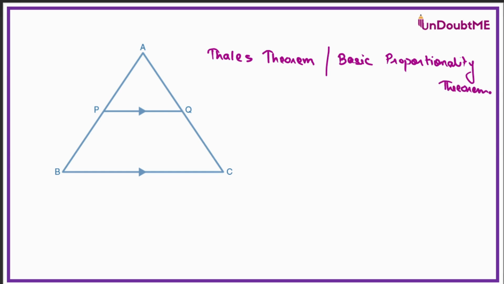In this theorem, we have to mainly prove that if there is any line drawn parallel to one side of a triangle, like in this case, you can see that PQ is parallel to BC, then it will intersect the other two sides. Other two sides are AB and AC such that the sides are in proportion. Means indirectly, if this is the case, then AP over PB is equal to AQ over QC. This is what we have to prove. So Thales theorem is all about proving these two sides in proportion.